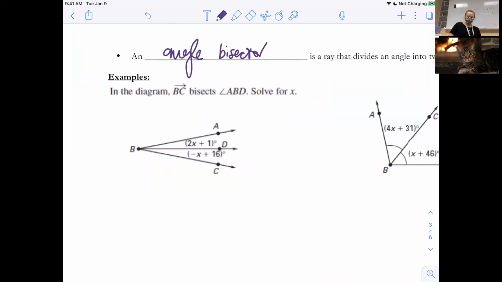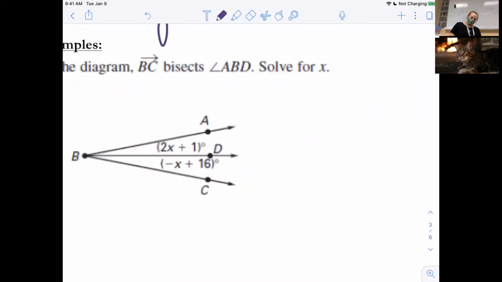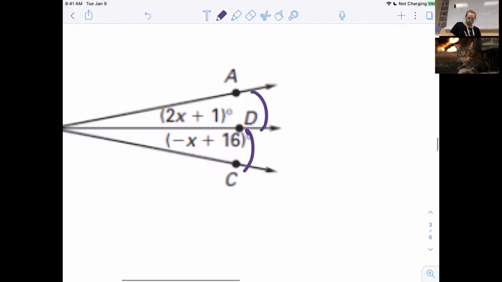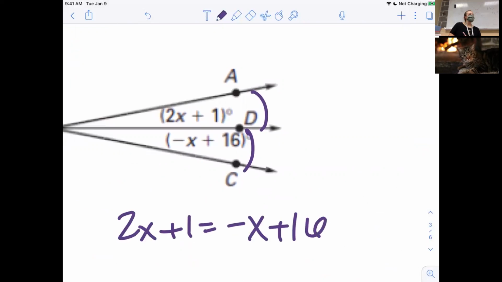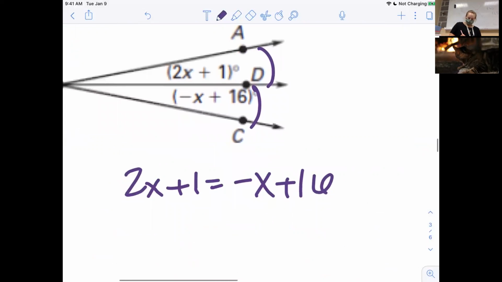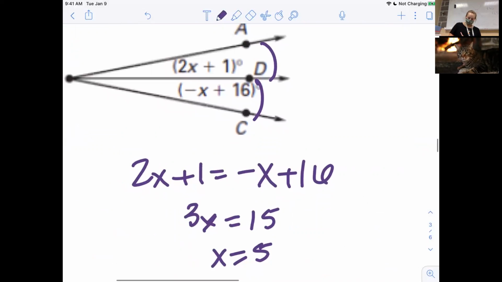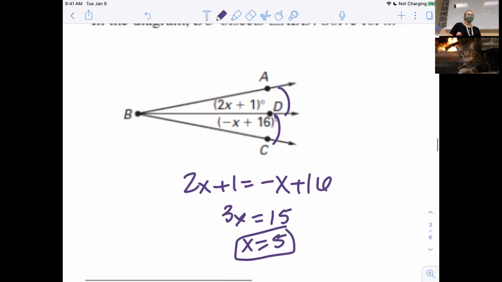All right, so BD bisects ABC. What do we know about these two angles right here? They're congruent. So can someone set me an equation? Perfect. If they're congruent, just set them equal to each other. Add x to both sides, minus 1. Again, the hardest part is setting it up. Angle bisector means they're automatically equal to each other.